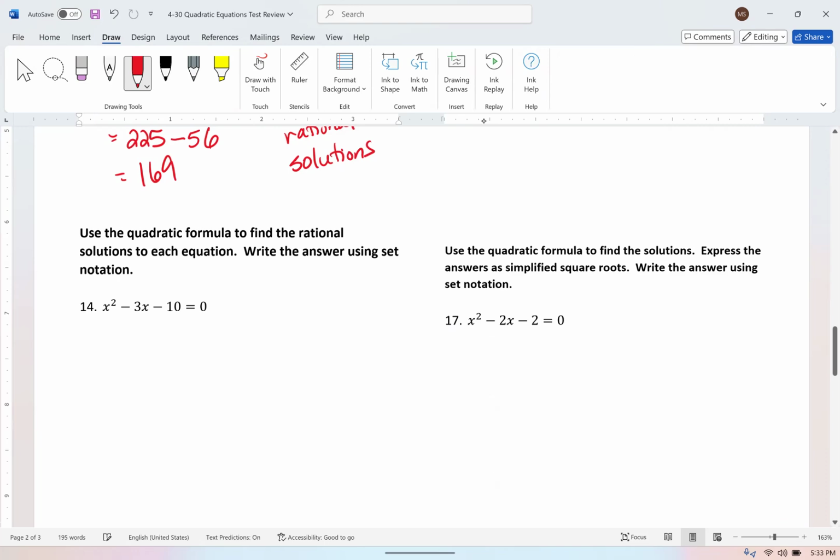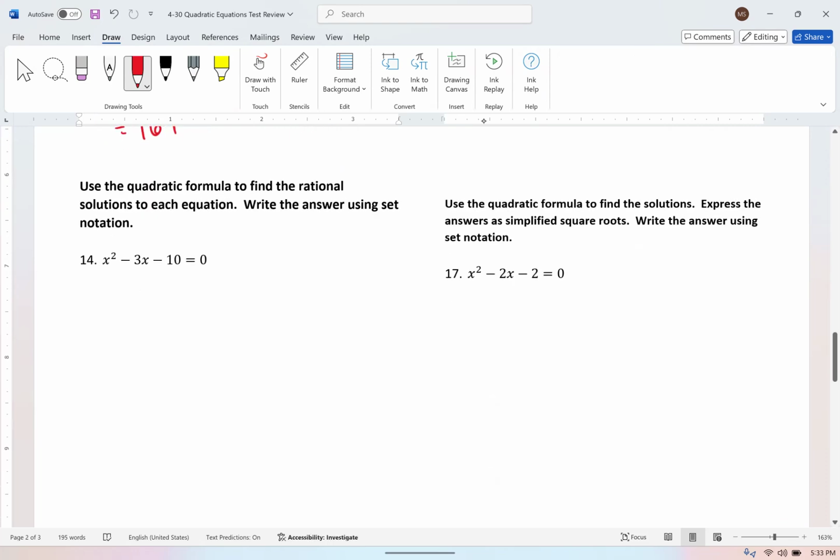All right. Now we're going to use the quadratic formula to find the solution. The reason we're using the quadratic formula is, first of all, the direction said so. And sometimes the quadratic formula is the only thing you can use. This one actually ends up factoring. If I factored this, it would be x minus 5 times x plus 2. Negative 5 plus 2 is negative 3, and negative 5 times 2 is negative 10. So factoring would work here, but you have to do whatever the directions say.